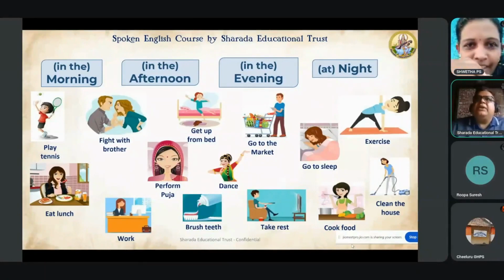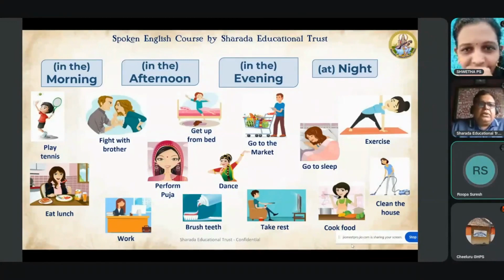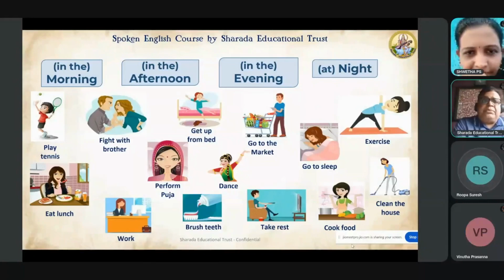I get up from bed in the morning. Yeah, correct. Next, very quick, all of you. In the morning, I eat lunch. No, you can use any of them. Don't say only morning. You can use afternoon, evening, night. You can use any of them.